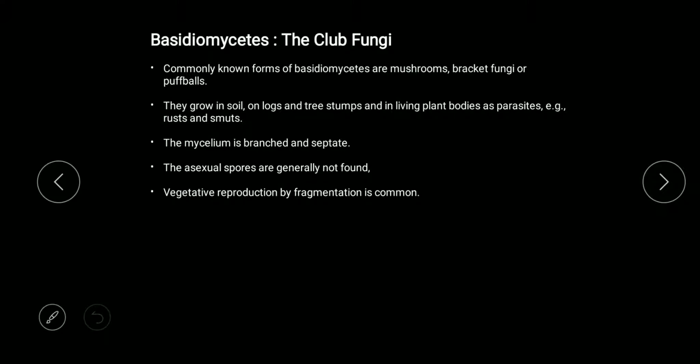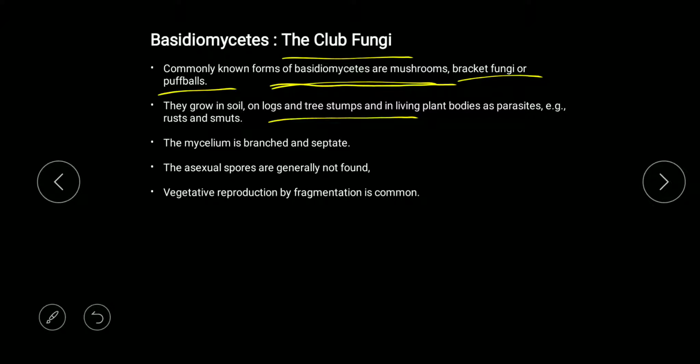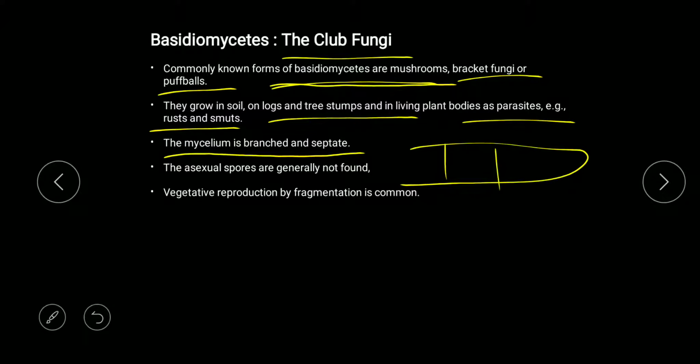Next we talk about the Basidiomycetes. Basidiomycetes are known as club fungi. They commonly form mushrooms, bracket fungi, and puffballs. Okay, they grow in soil, on logs, tree stumps, and in living plant bodies as parasites. Example: rust and smut. We will discuss about that. Their mycelium is branched and septate. They have septa because they have cross walls, and due to the presence of septa, they have multinucleate mycelium. Asexual spores are generally not found.